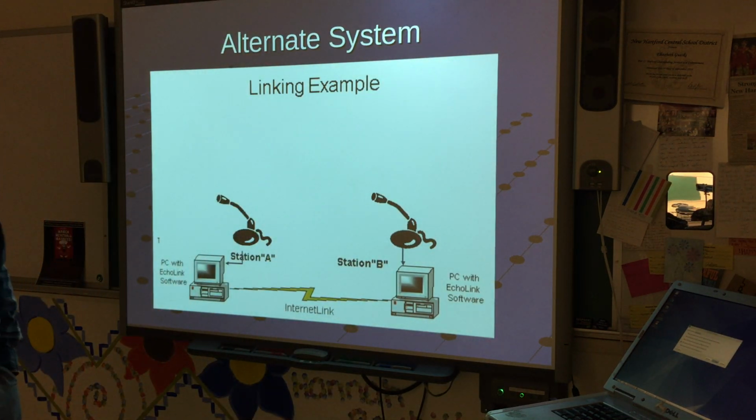Here's another linking example. Another way the two stations can talk to each other on Echolink.